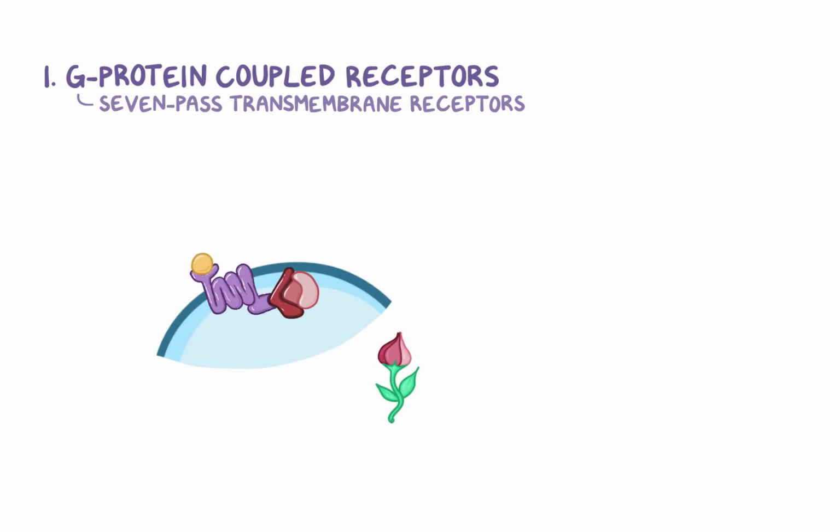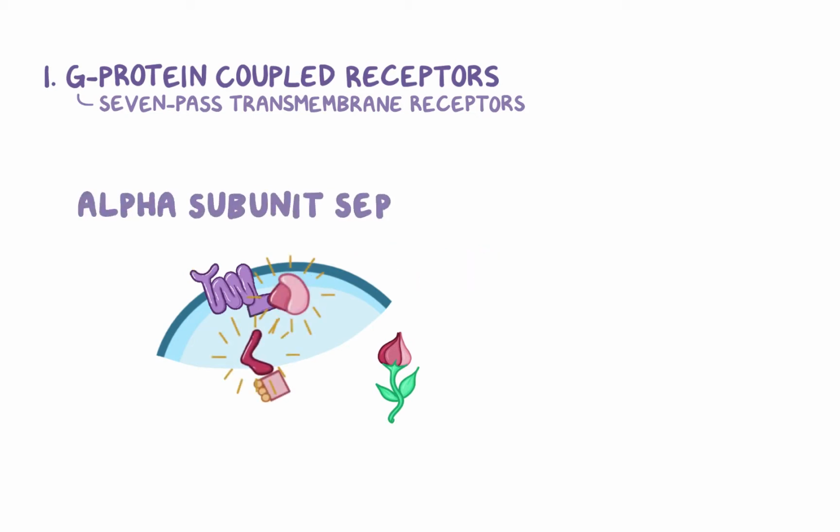But when the ligand binds, the G protein coupled receptor changes its shape, and this allows the G protein to release GDP and bind GTP instead, activating the protein. When the alpha subunit is bound to GTP, the alpha subunit separates from the beta and gamma subunits, like one petal opening and separating from the others.